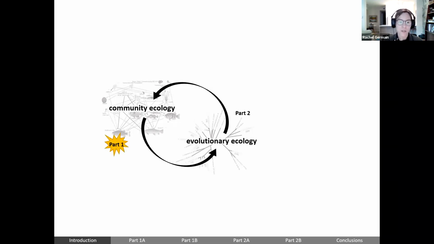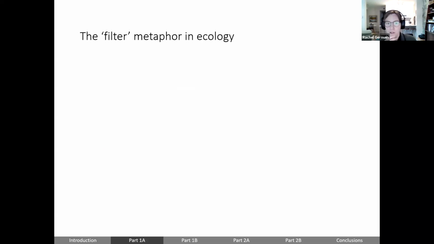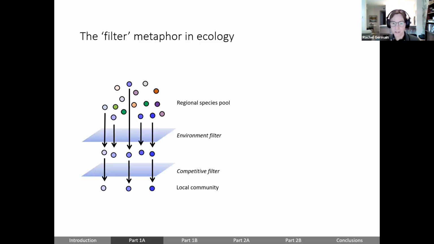I'm going to start with the community ecology side of things for part one. What I want to start with is the filtering metaphor. It's something that a lot of us are familiar with, something we teach our undergraduates as part of their core ecological courses. As a brief refresher, the idea is that there's a regional pool of species floating around, with a whole bunch of different, very diverse phenotypes. The question is, how do we get from that regional species pool down into the local community? People have thought for decades that there is a series of environmental filters.